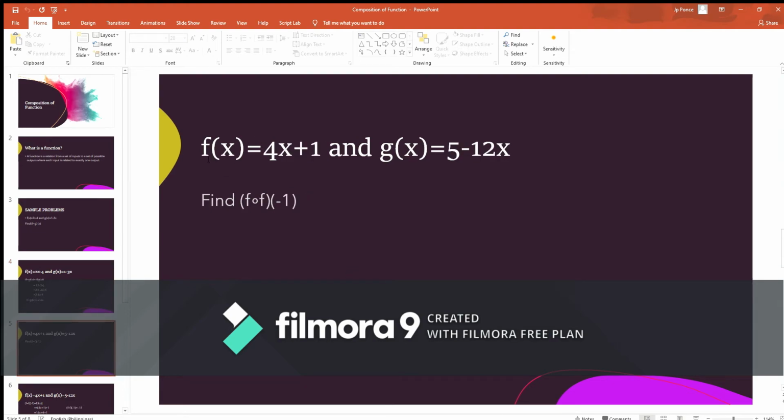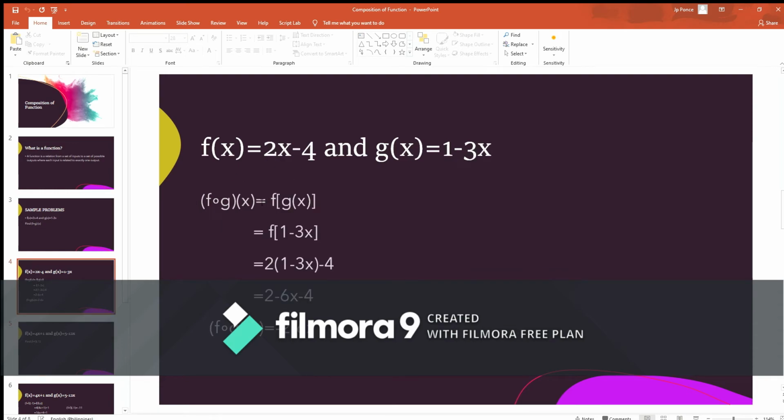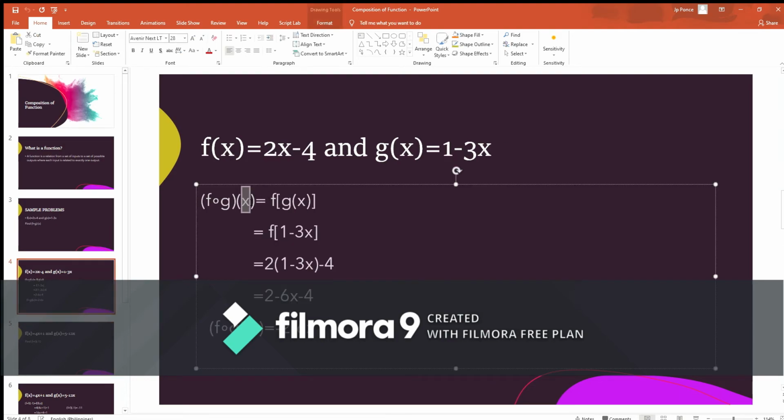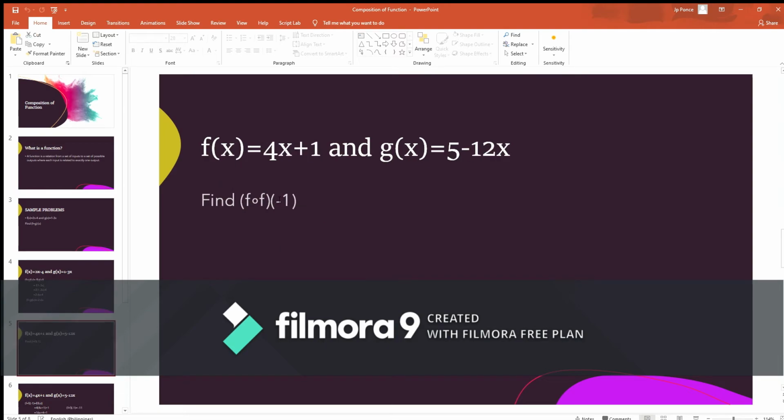The next problem is f of x is equal to 4x plus 1 and g of x is equal to 5 minus 12x. Now we have to find f of f of negative 1. As you can probably see, there's a slight difference between this problem and the last problem. In the last problem, you needed to find f of g. Now you need to find f of f. And instead of it being just x, in here, you also need to find negative 1.